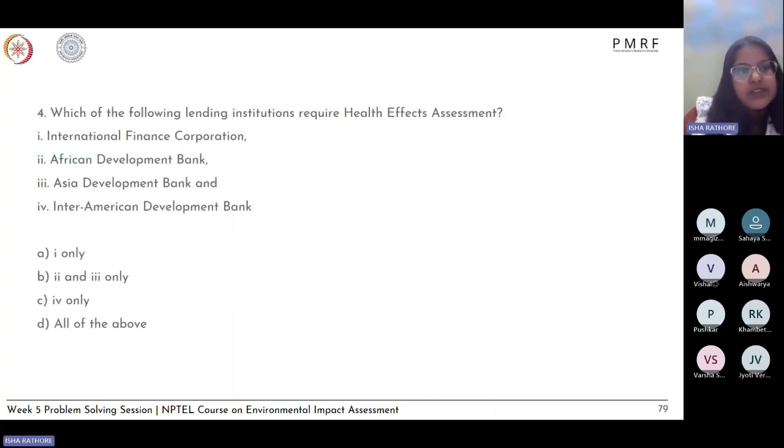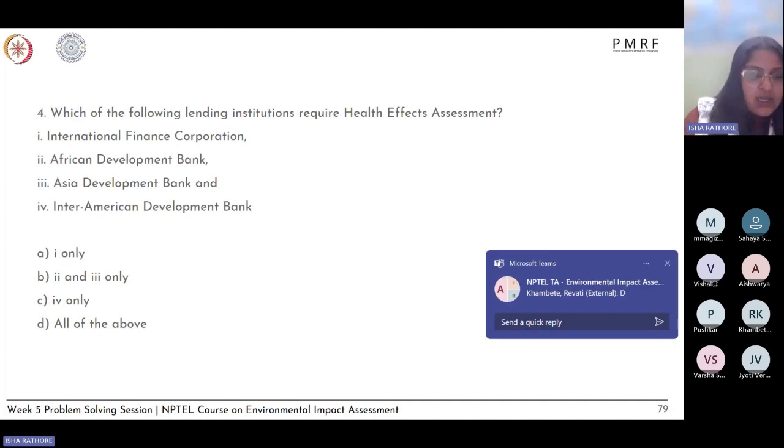Okay, so moving on to the next question. Which of the following lending institutions require health effects assessment? First, International Finance Corporation, IFC. Second, African Development Bank. Third, Asia Development Bank. And fourth, Inter-American Development Bank. So which of these institutions require the health impact or the health effect assessment? So projects which take funding from these institutions for development activities, do they require to do a health impact assessment?